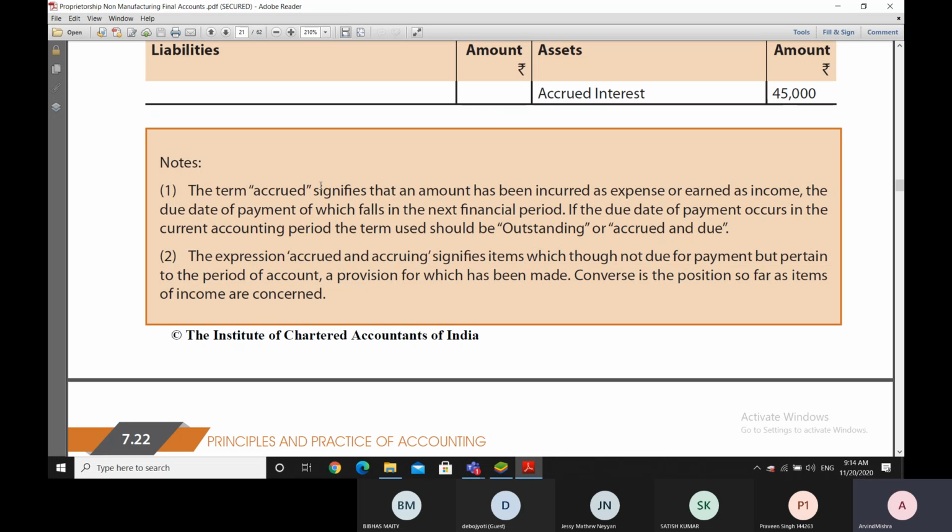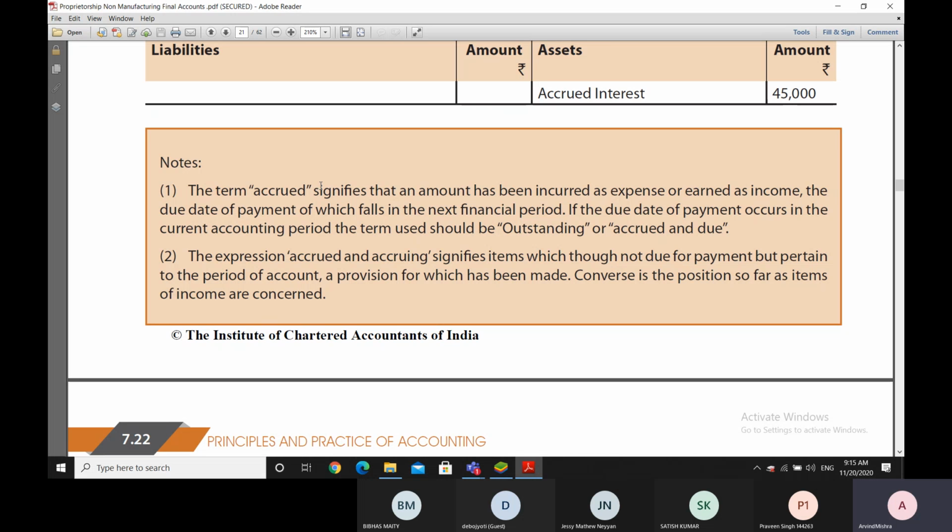Accrual signifies that a certain amount has been either expended or earned as income, and maybe the due date of the payment will fall in the next financial period, or the due date of payment will not fall in this current period, but it has accrued.